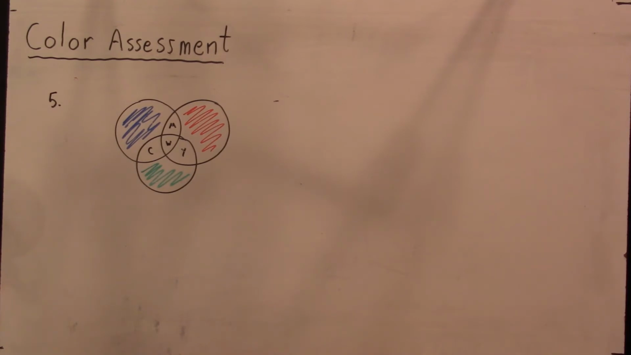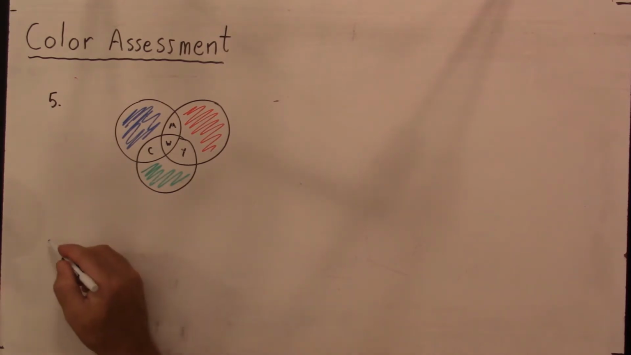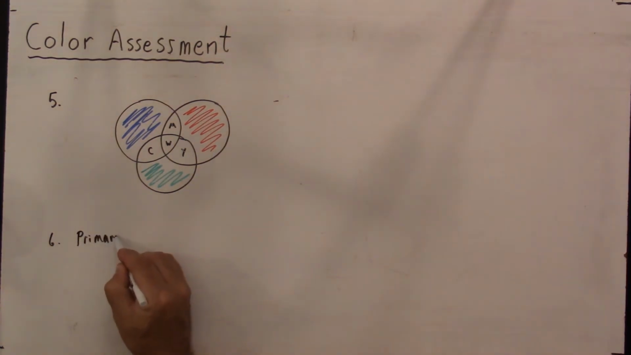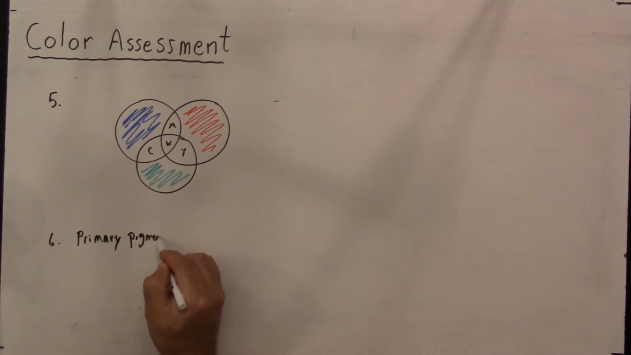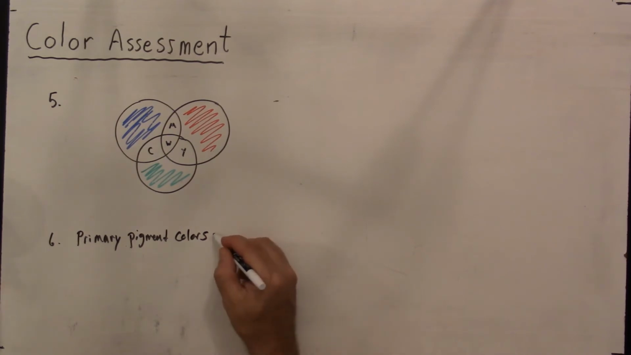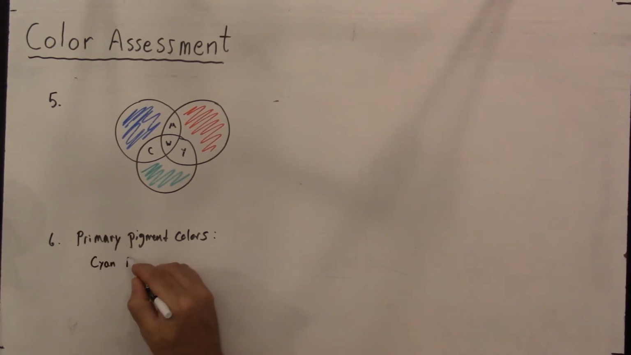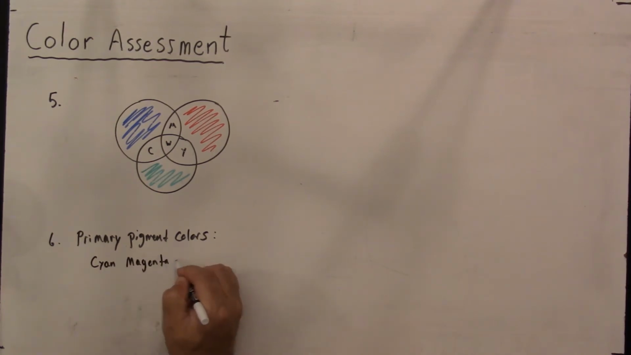All right. 6 says, which of the following is not a primary color of pigment? Great question. So what are the primary colors of pigment? So pigments work the opposite way that light colors do. So the primary colors of pigments are what we have here. It's cyan, magenta, and yellow. So those are the primary colors of pigments, and they're the secondary colors of light.